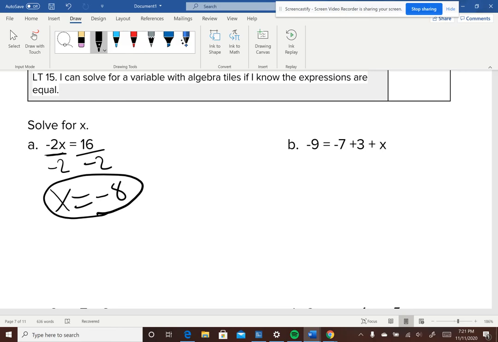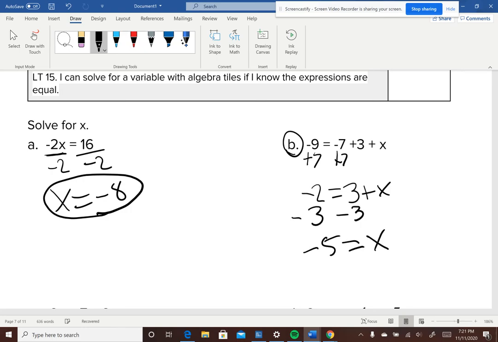16. So here we are on the other side, b, and it says negative 9 equals negative 7 plus 3 plus x. So let's see. I can start off by adding 7. So now I have negative 2 equals 3 plus x, and I need to rewrite it every time. Don't want to skip steps here. And now I want to get rid of this positive 3, so I'm going to subtract 3 from both sides. So now I have negative 5 equals x, or I could rewrite it as x equals negative 5.